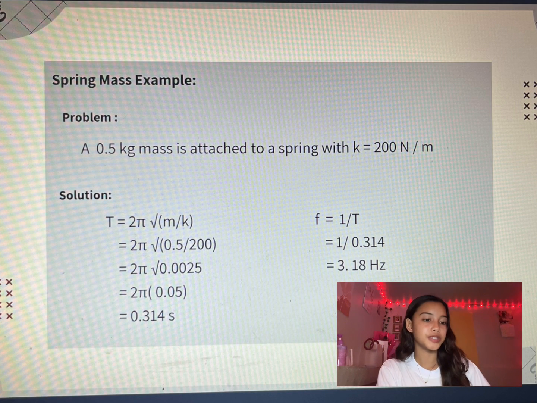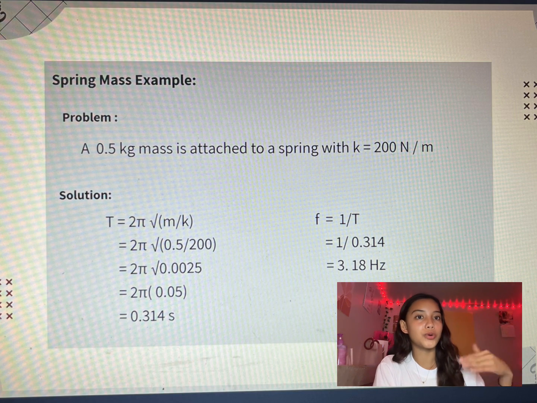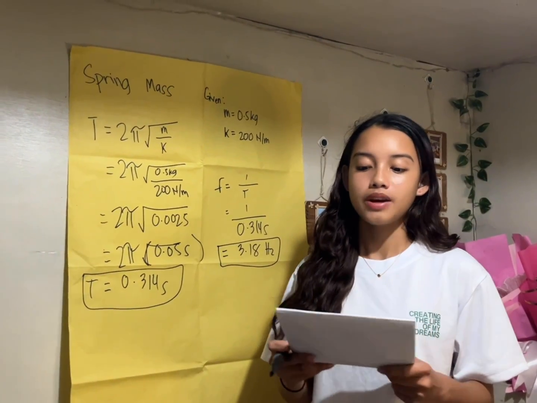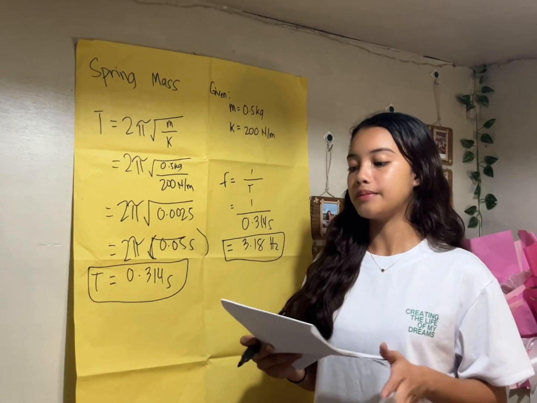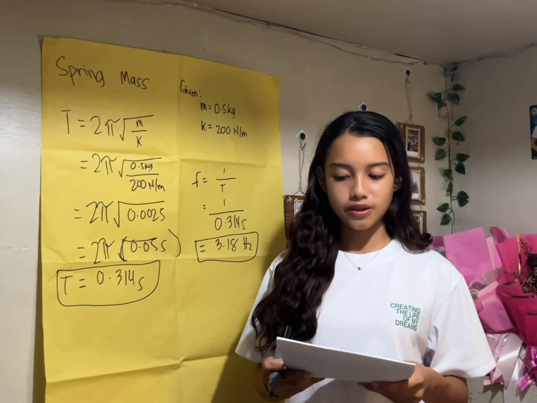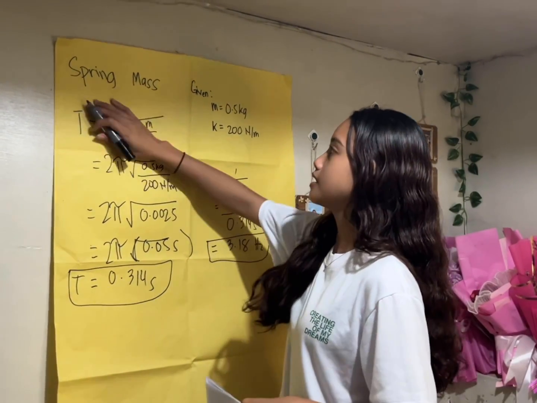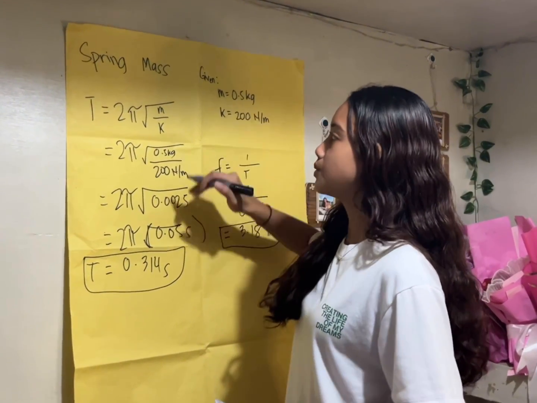So next, let's proceed to the spring mass example. Let's hear the problem. A 0.5 kilogram mass is attached to a spring with k equal to 200 Newtons per meter. So let's see the solution. The problem again: a 0.5 kilogram mass is attached to a spring with k equal to 200 Newtons per meter. So this is the solution I did.